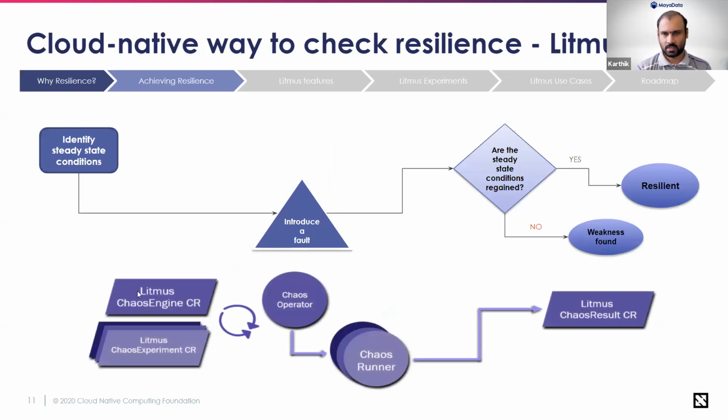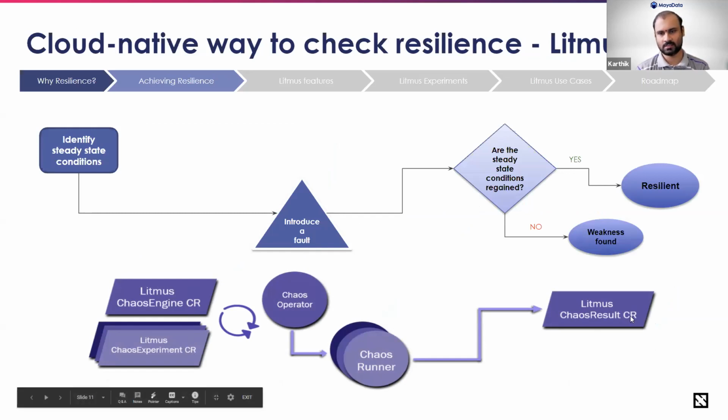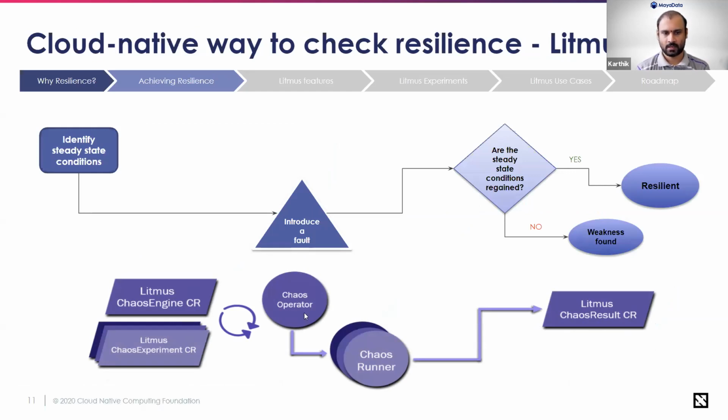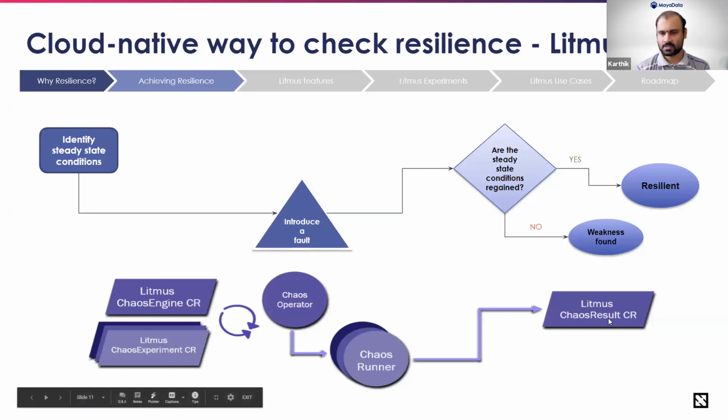The Litmus CRs, the ones that I just spoke about, are the chaos engine CR, the chaos experiment CR, and the chaos result CR. So there are three separate custom resources. You might ask why. Does it make UX difficult? No, not at all. The chaos experiment is something that you pull. It's an off-the-shelf manifest that you pull from what we call a chaos hub, which I'll show shortly. And the chaos result is generated at runtime.